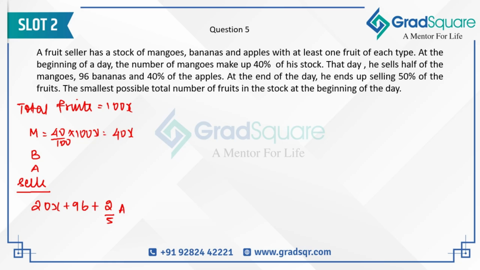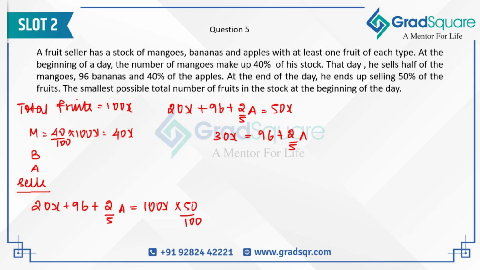And at the end of the day, he ends up selling 50% of the fruits. That means out of the total fruits, 100x, we have taken that as 100x, 50% is sold. So this should be equal to 50x. That means 20x plus 96 plus 2 by 5 A should be equal to 50x. That makes 30x equal to 96 plus 2 by 5 times A.